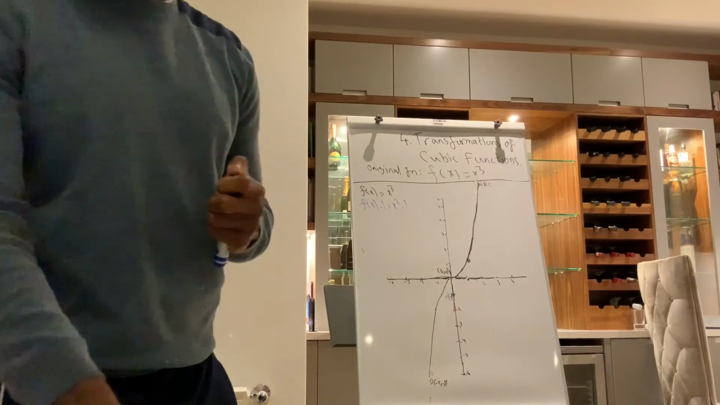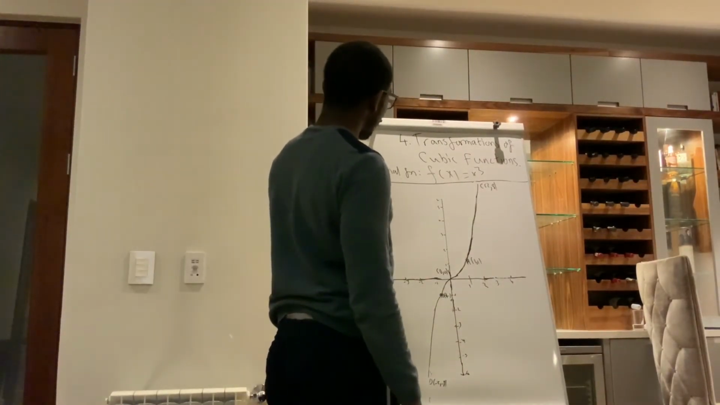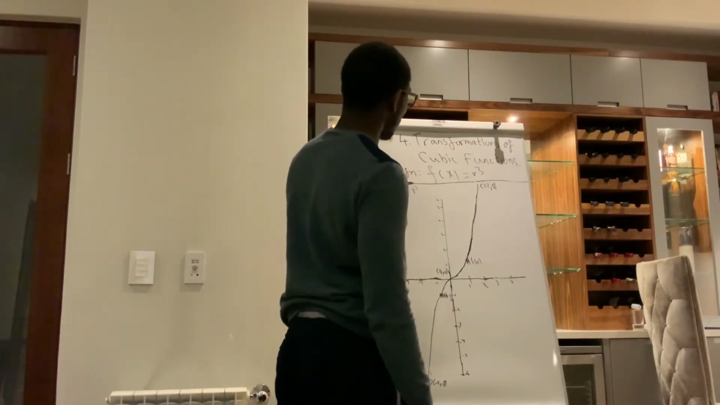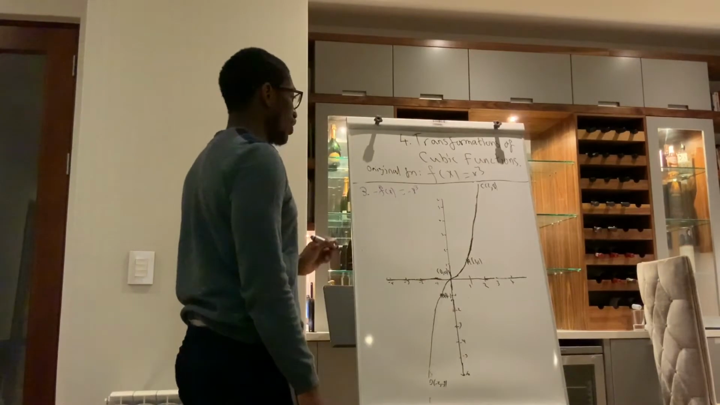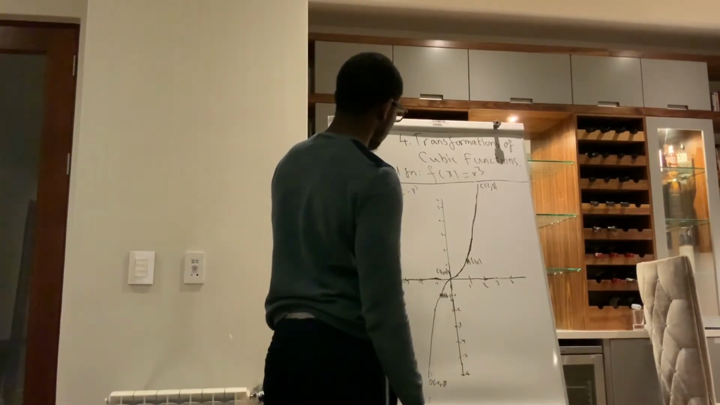All right, let's move to the third. The third transformation we're going to look at is negative f of x, which in this case would be negative x cubed. And this is what we call a reflection, right?